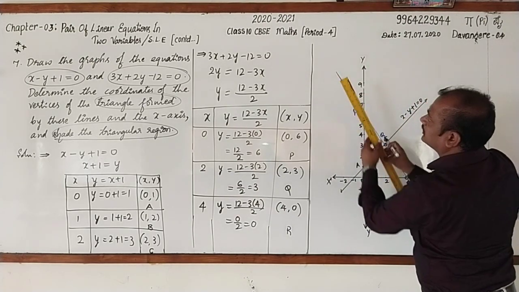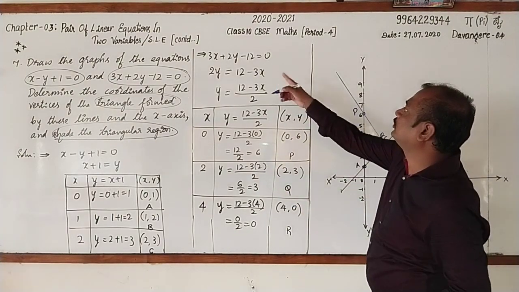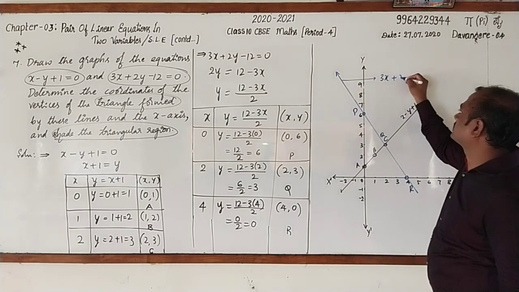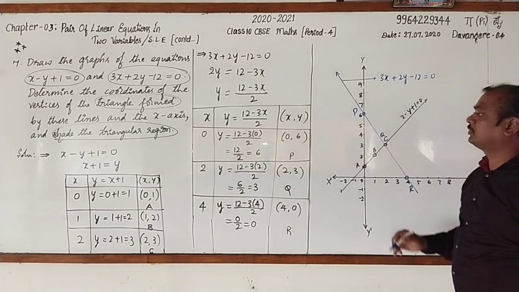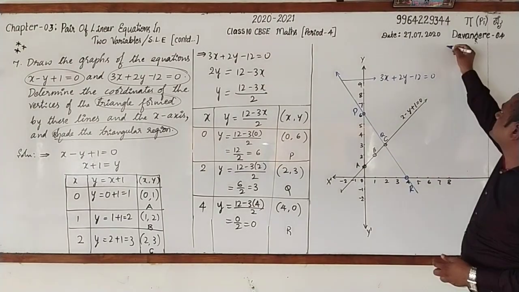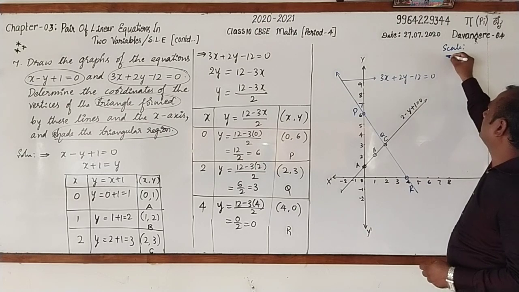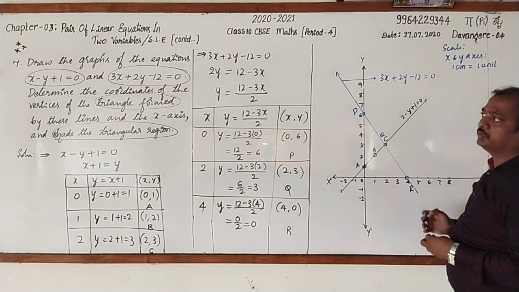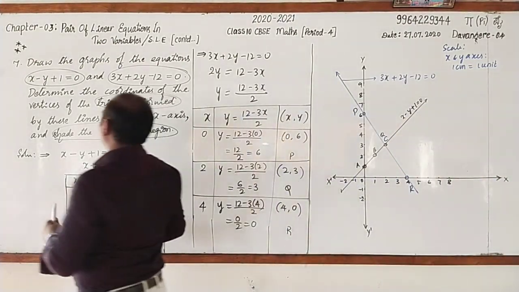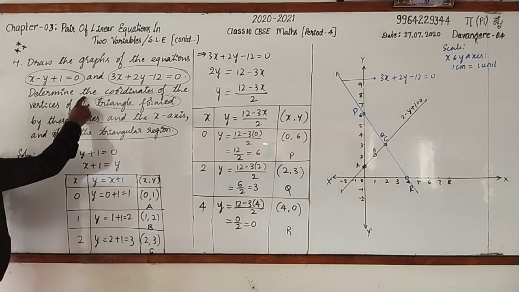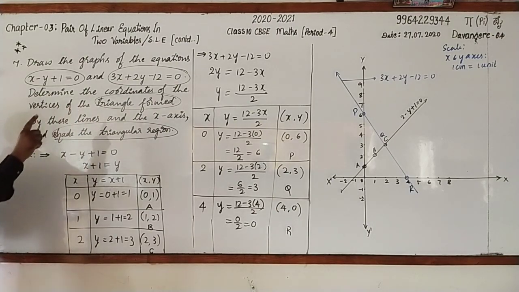What is the second equation? 3x plus 2y minus 12 equal to 0. Understood? Okay. We have answered the first sub question. Scale: x and y axis, 1 centimeter is equal to 1 unit. Observe. Determine the coordinates of the vertices of the triangle so formed.